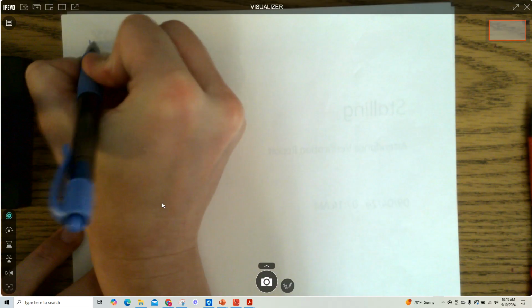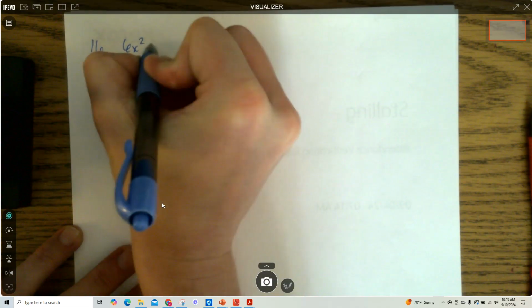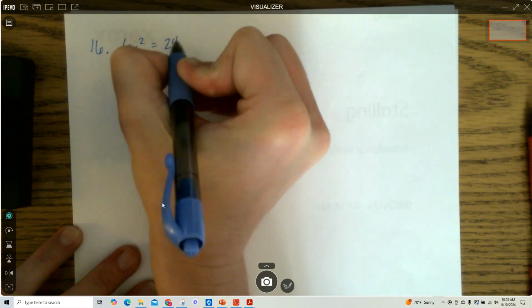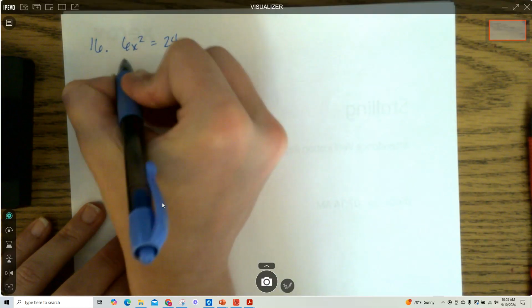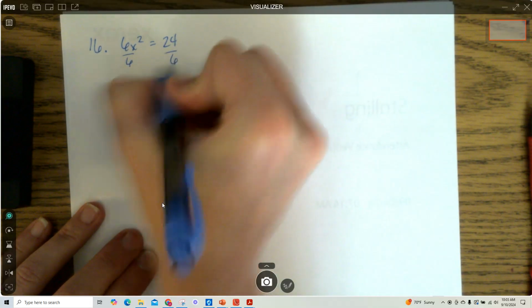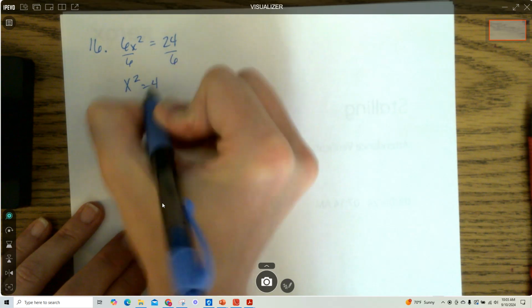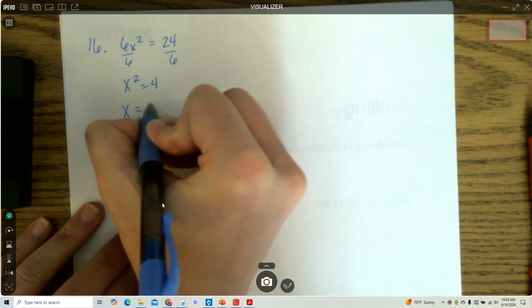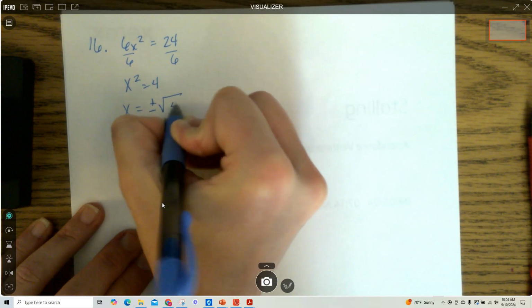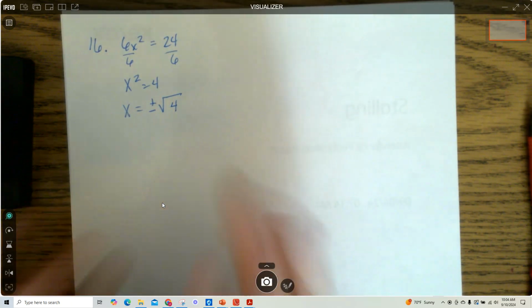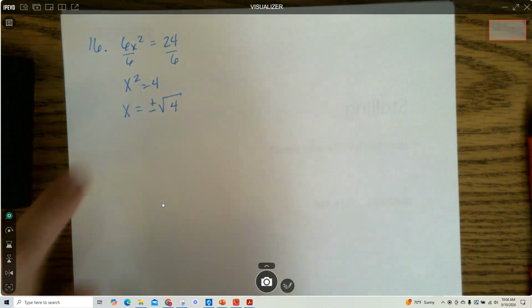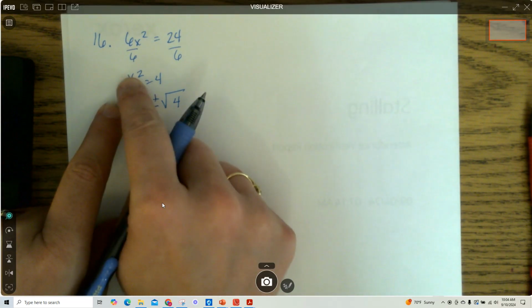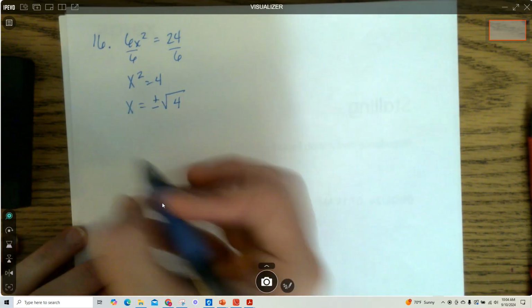All right, 6x squared equals 24. And it wants us to solve by square root property. Okay. Let me just walk you through this one. Get everything away from the x squared. So divide by 6. X squared equals 4. If you square root both sides, x equals positive, negative, square root of 4. That's the square root property, just so you guys know, you can kind of see it firsthand. Get everything away from the x squared first, then square root. You can't square root till you have just an x squared on one side.